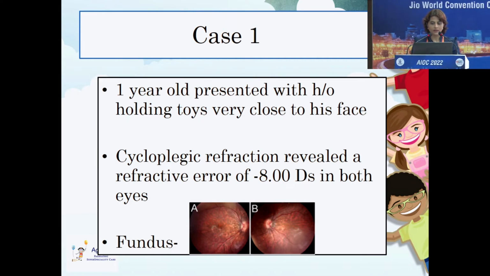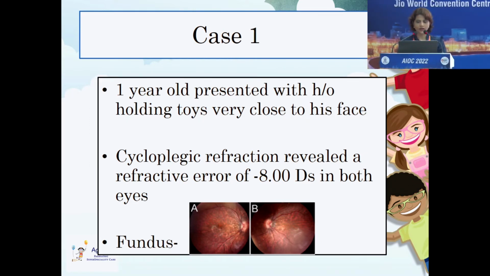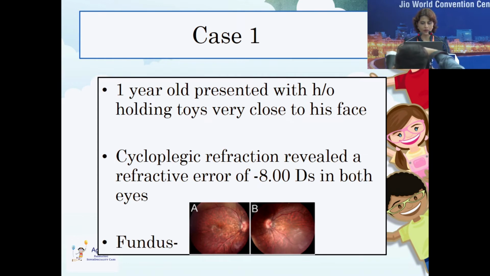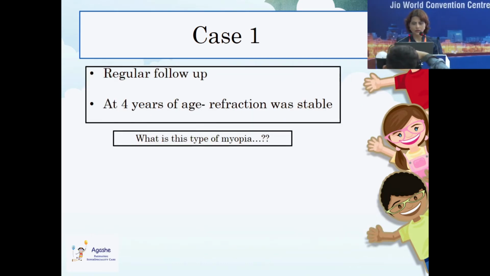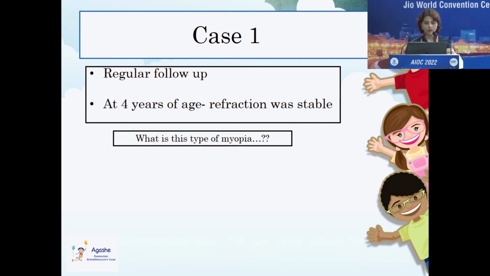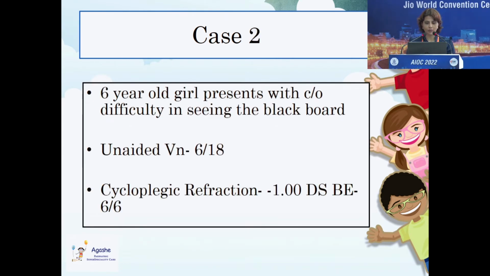So a 1-year-old presenting to us with history of holding toys very close to his face. The cycloplegic refraction revealed a refractive error of -8 diopter sphere in both the eyes. And the fundus is as shown in the picture with a tilted myopic disc, a parapapillary atrophy and a tessellated fundus. The child has been following up regularly. At 4 years of age, the refraction is still stable. What is this type of myopia? I'll give the answers later on. Just have these clinical findings at the back of your mind.